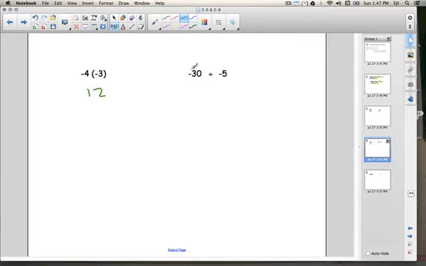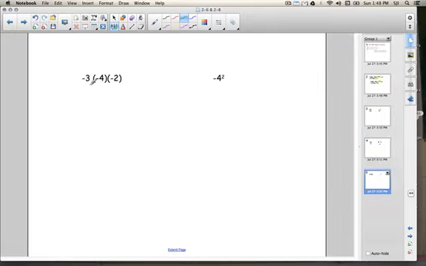Here's another one. Negative 30 divided by negative 5. Let's see, the signs are the same here. Let's see if we can figure this out without going back. So when the signs are the same, that means our answer is going to be positive. So 30 divided by 5 is positive 6. And you don't need to write down that little positive sign in front of your answer.